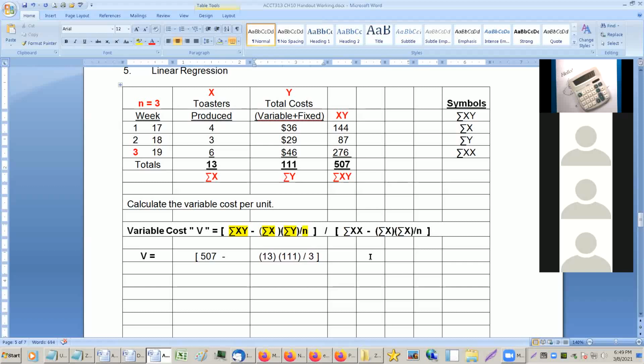Okay, so we have 507. I'm going to move that over. Minus that. Well, we'll figure these out in a second. Divided by. Okay, coming over to these terms. This is the tricky one, the one that throws people sometimes. X times X.